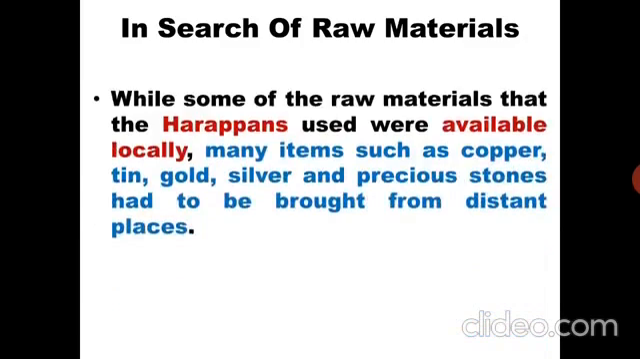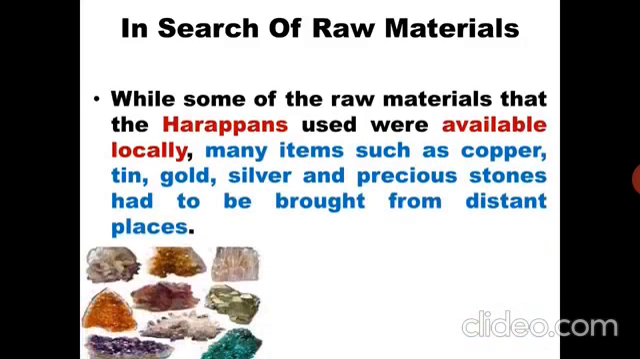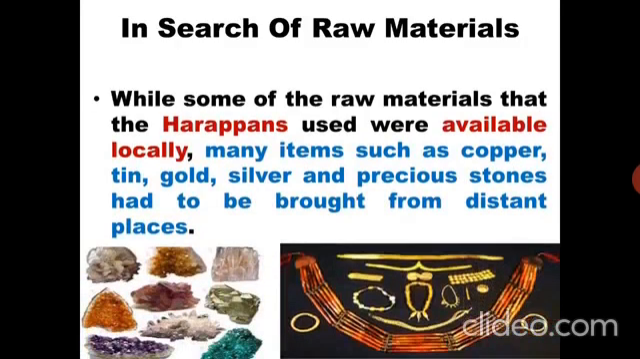While some of the raw materials that the Harappans used were available locally, many items such as copper, tin, gold, silver, and precious stones had to be bought from distant places. In Harappan cities, most of the items they required were available in the local market only, but some items had to be bought from different places.